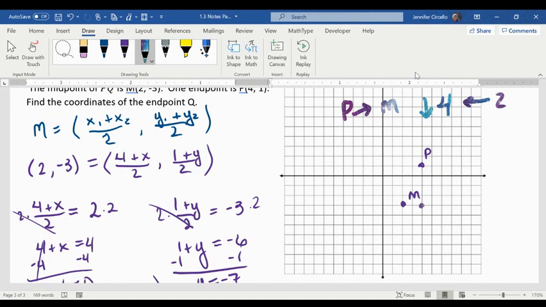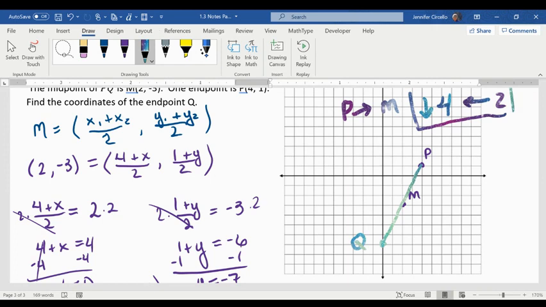Okay, so what you're going to do is take this rule of how to move from P to M and do the exact same thing to move from M to the other endpoint. So 1, 2, 3, 4, I went down 4, and then to the left 2, and I got that the point has to be right here. This is going to be Q. Okay, so then if I draw in the segment, that looks about right.